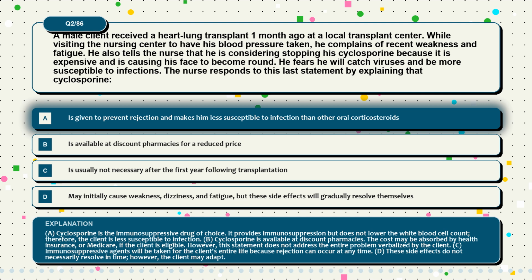B. Cyclosporine is available at discount pharmacies. The cost may be absorbed by health insurance or Medicare if the client is eligible. However, this statement does not address the entire problem verbalized by the client. C. Immunosuppressive agents will be taken for the client's entire life because rejection can occur at any time. D. These side effects do not necessarily resolve in time. However, the client may adapt.